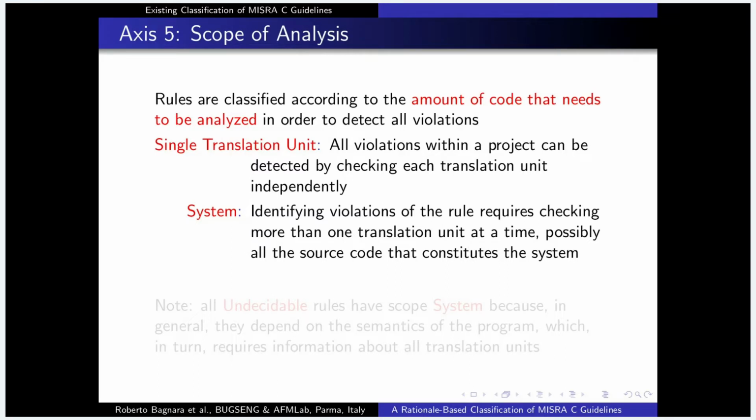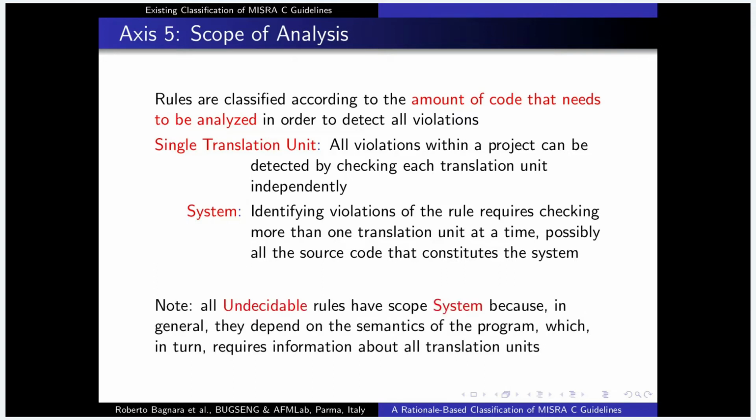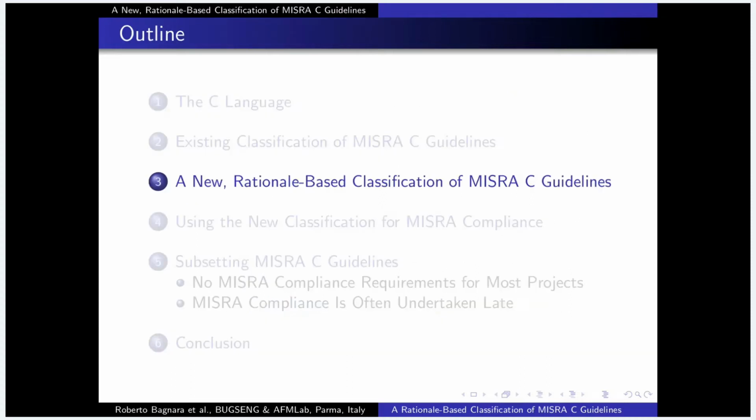system. So these 5 existing axes are not completely independent. In fact, you can observe that all the undecidable rules have scope system, because when a rule is undecidable, it depends on the semantics of the program. And the semantics of the program can only be known if you have information about all translation units that are linked together to form the program.